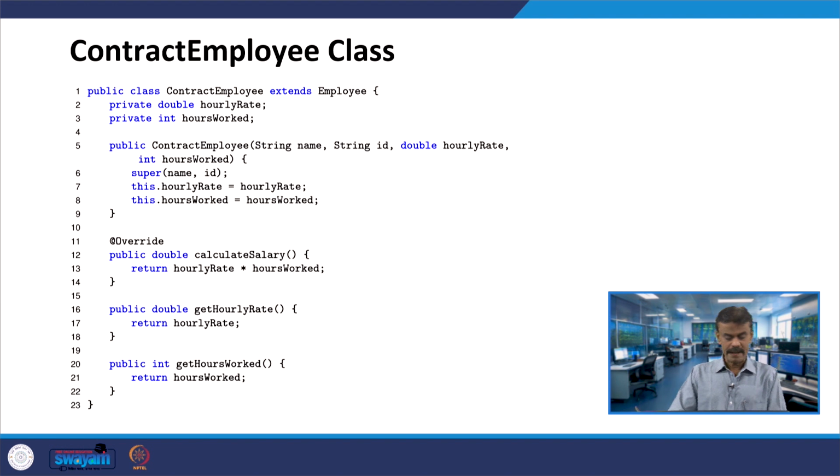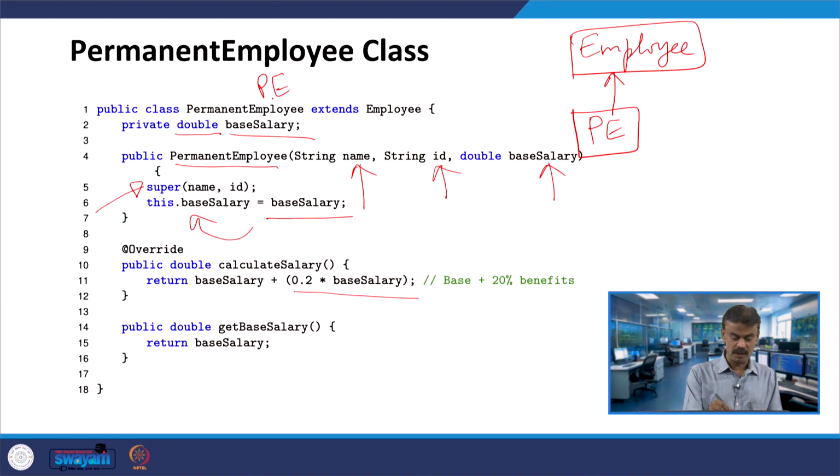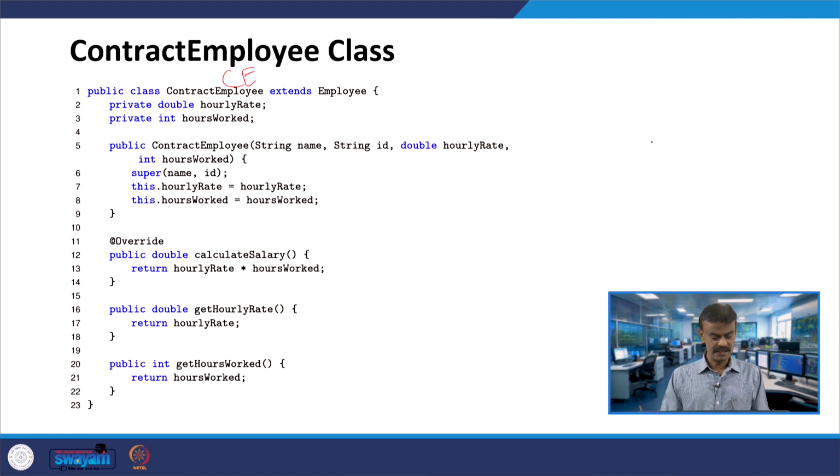And then you have ContractEmployee. So, ContractEmployee is also extending Employee. So, we call it a CE, right. C stands for contract employee. Here you have two private member data: hourlyRate, whose data type is double, and hoursWorked, whose data type is integer. And here you go, ContractEmployee is the constructor.